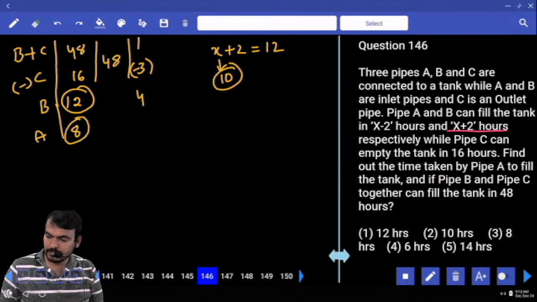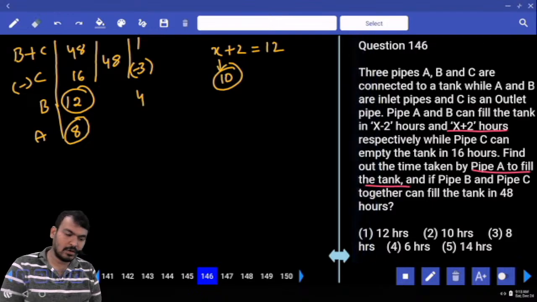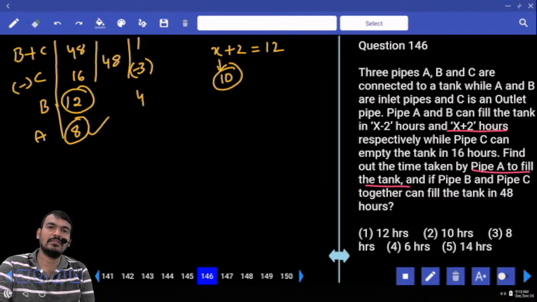What is the question here? A to fill the tank. How much time? 8 hours, or not? Only A, or not? What is the answer? 8 hours. There is nothing else in the question, right?